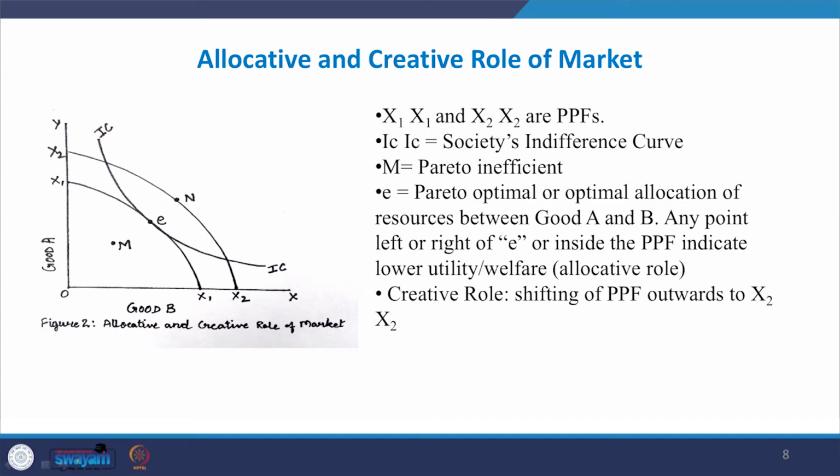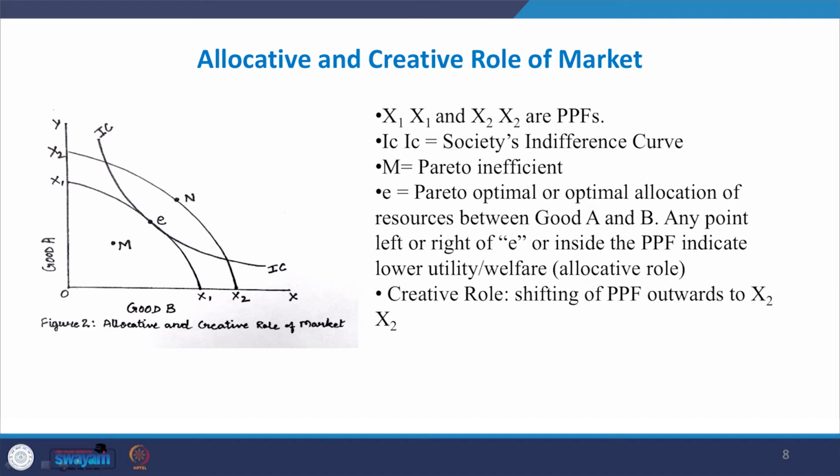These combinations will be treated as Pareto optimal, because on this production possibility frontier you can increase the production of, say, B product only if you reduce the production of A product. So, production of B product can only be increased by reducing the production of A product, and that is exactly known as Pareto optimality.